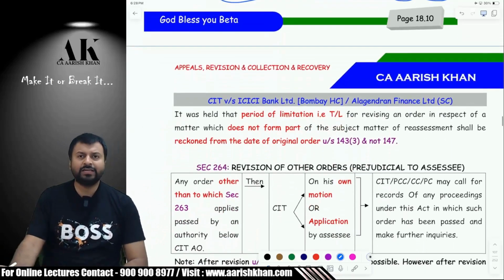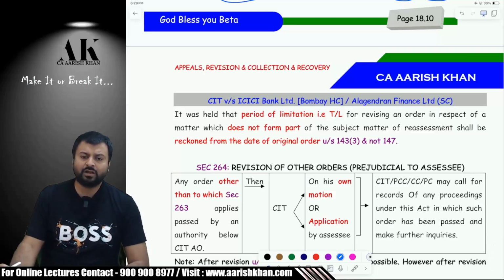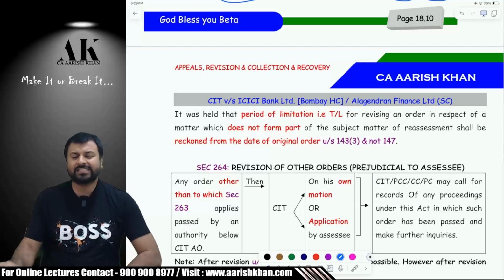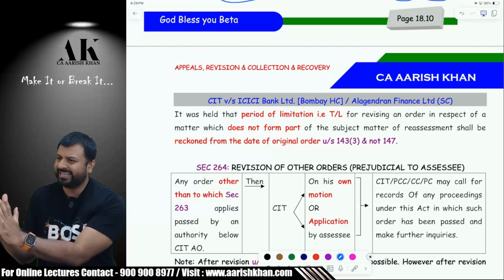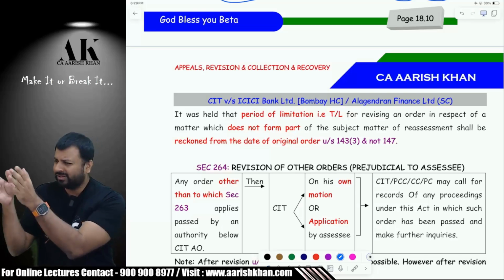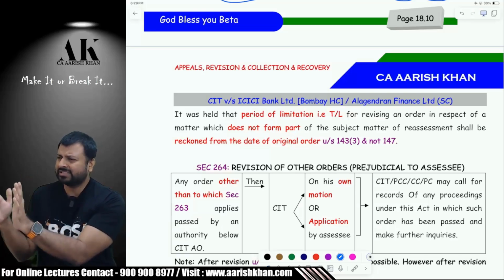Okay. Now next one, last one over here in section 263, that is a Supreme Court judgment of CIT versus ICICI Bank Limited, Bombay High Court and Elegant Trend Finance Supreme Court. What is this case? Let me explain you with the help of example. There was an AO who has passed an order. After passing the order under 143(3), subsection 3, he has passed the order. On some matters, he has made some additions. On some matter, he has allowed.